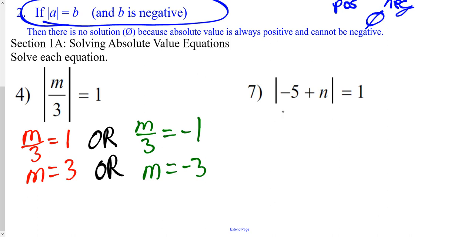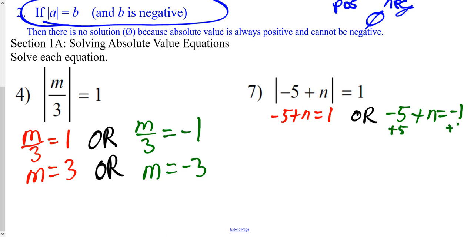Absolute value is already by itself. So we got to write out our two separate inequalities or equations. Now, instead of being equal to positive 1, it would be equal to negative 1. And then we just have to solve each one of these. So we have to add a 5 to both sides. And then we would get n to be equal to 4.